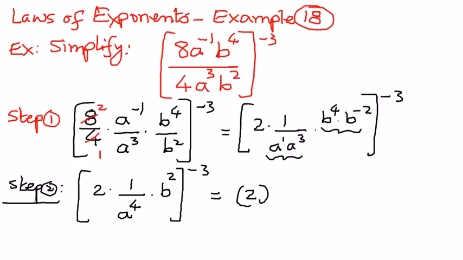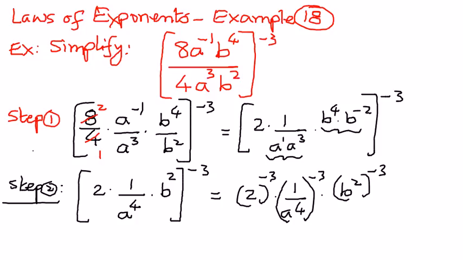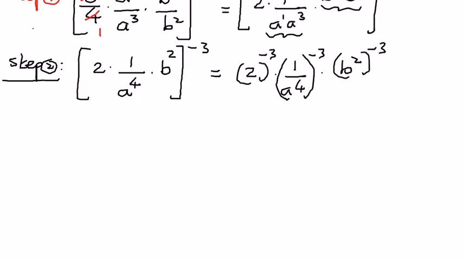2 to the power of -3, 1 over a to the power of 4, this whole thing raised to the power of -3, and then we have b to the power of 2, this whole thing is raised to the power of -3, and therefore we will write that as step number 3, and in here we will simplify that as we go. So 2 to the power of -3, I can write that as 1 over 2 to the power of +3. I'm expressing the negative exponent as a positive exponent by bringing it down to the denominator.